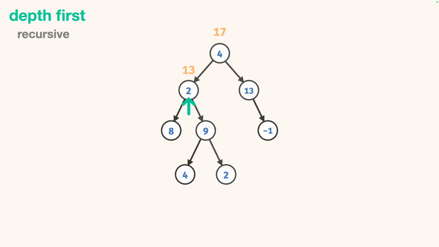We can break things down further. In your next recursive call, you're going to go to this 8 child, and now the target sum you're looking for is 11.